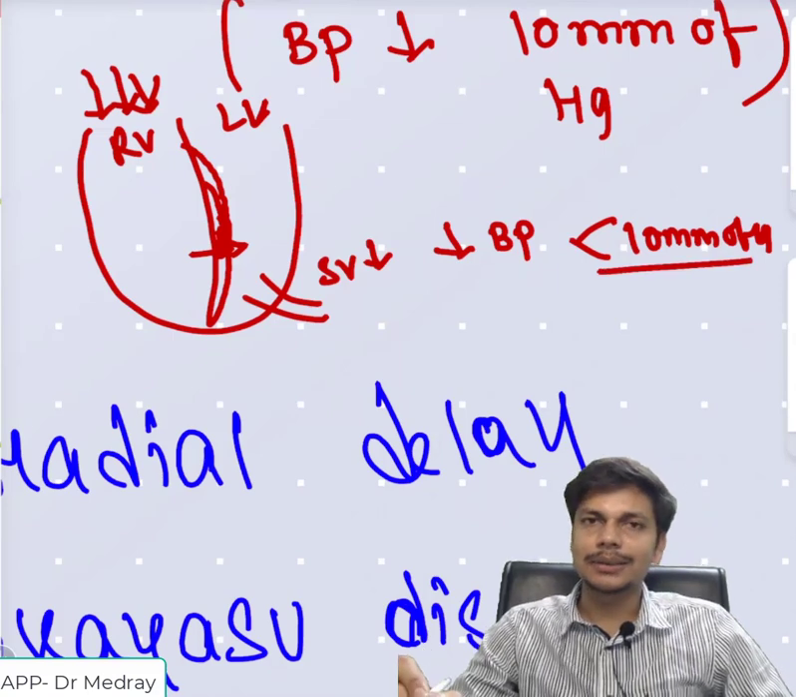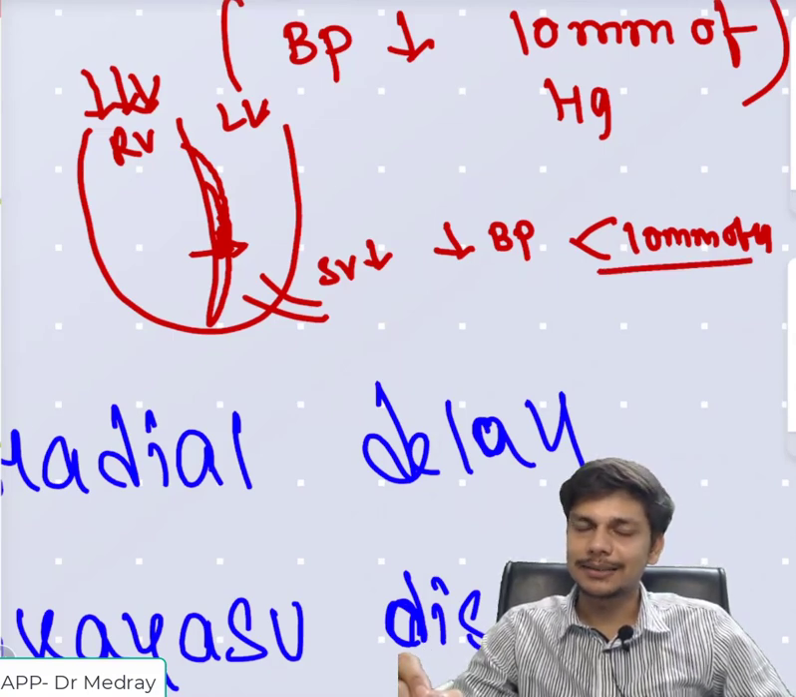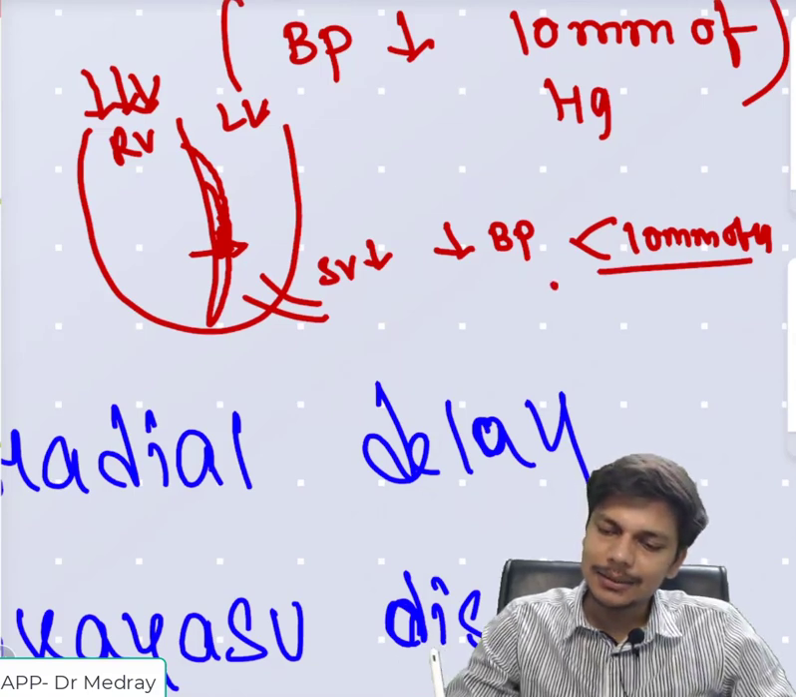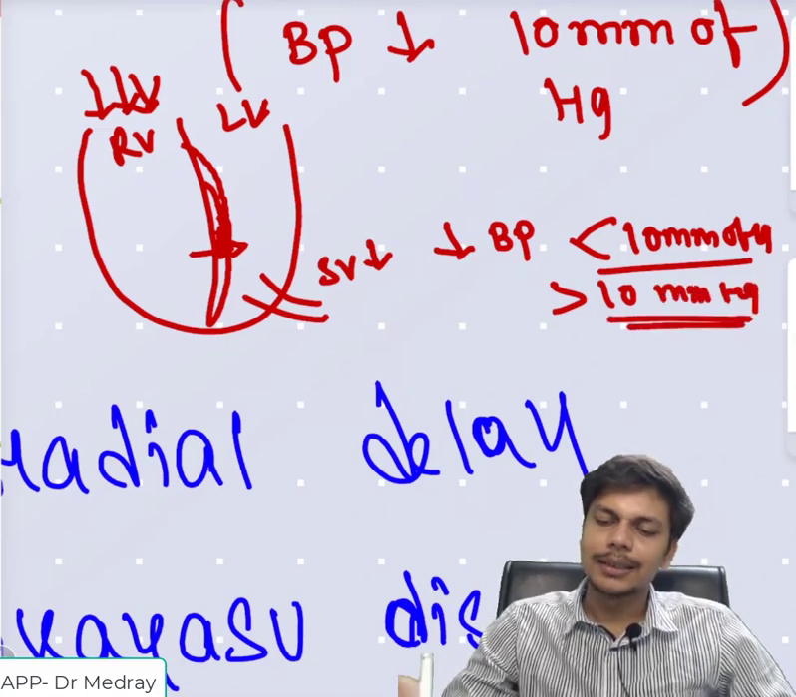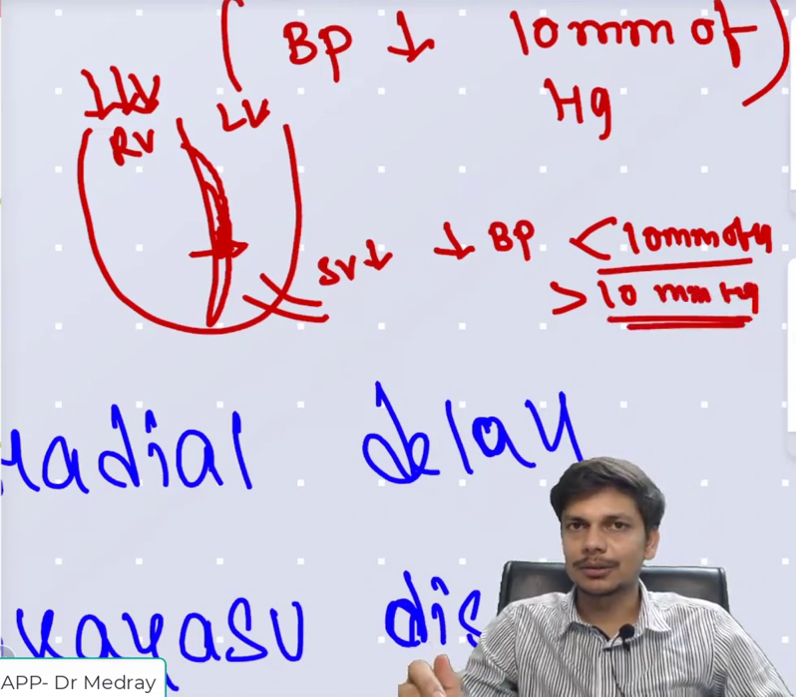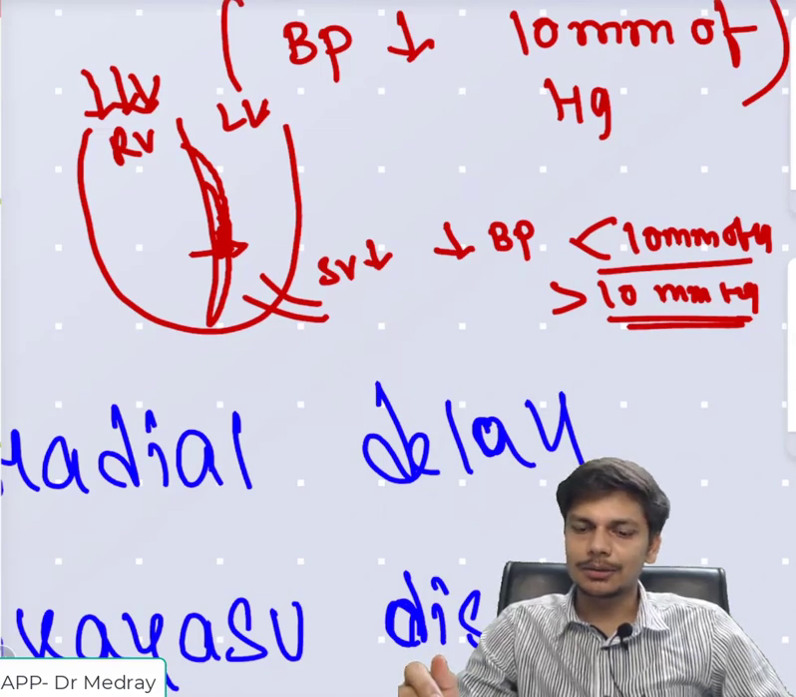This decrease in blood pressure, specifically the systolic blood pressure, should be less than 10 millimeters of mercury. But if this decrease is more than 10 millimeters of mercury, this is known as pulsus paradoxus. So what is pulsus paradoxus?